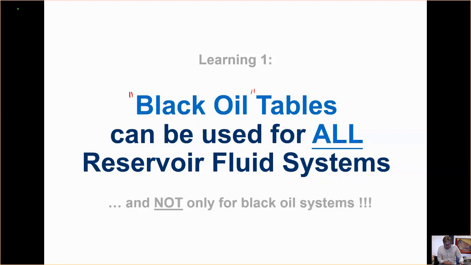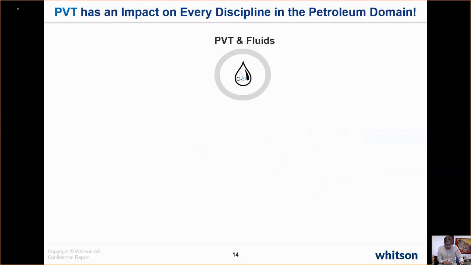So it's not only used for black oil systems, and these types of generalized black oil tables are many times referred to as modified black oil tables, and we'll get back to that. Black oil tables are probably one of the main ways that we can describe PVT in general for a wide range of different pressures, and compositions at a constant temperature.